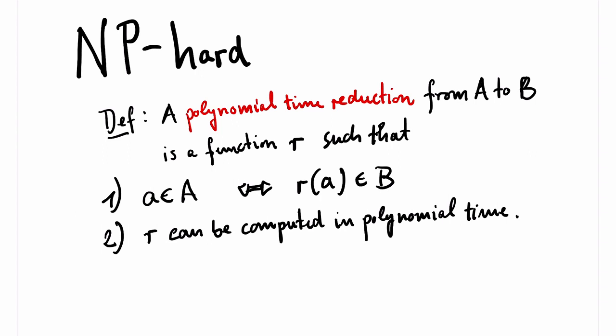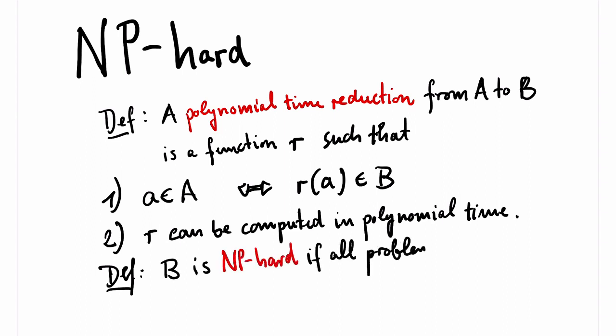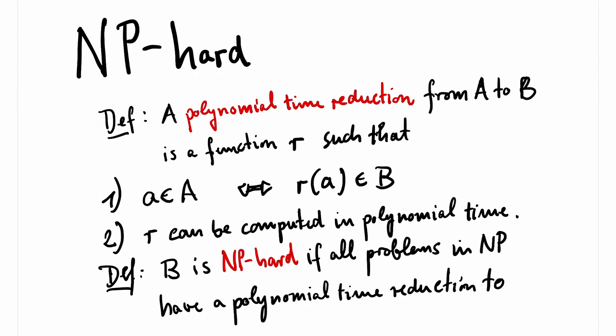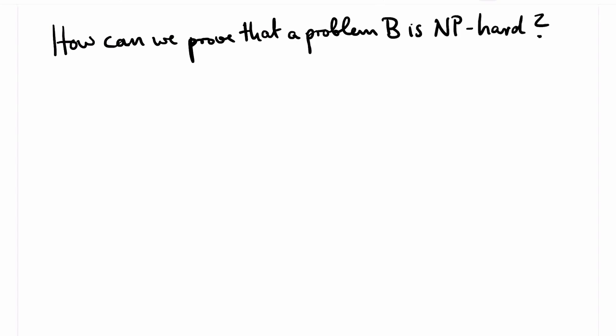Now we are ready to define NP-hard problems. A decision problem B is called NP-hard if all problems in NP can be reduced in polynomial time to B. So the name NP-hard is very easy to remember. A problem is NP-hard if it's at least as hard to solve as every problem in NP. How can we prove that a problem B is NP-hard? There are essentially 2 ways. The first way is to prove it by hand.